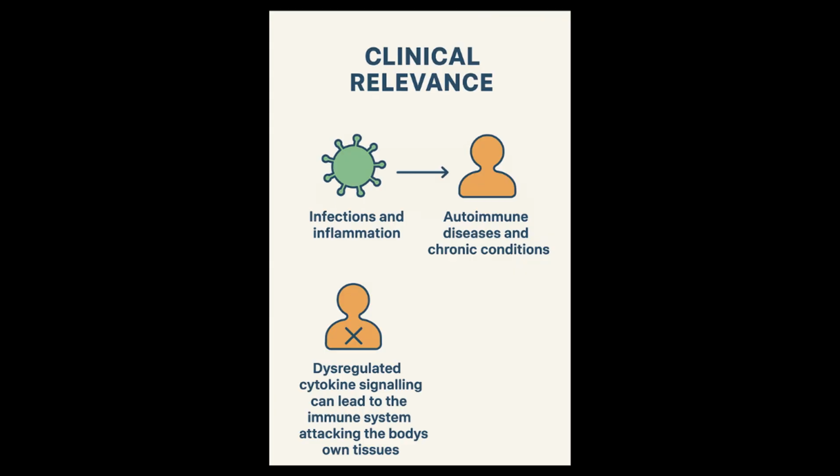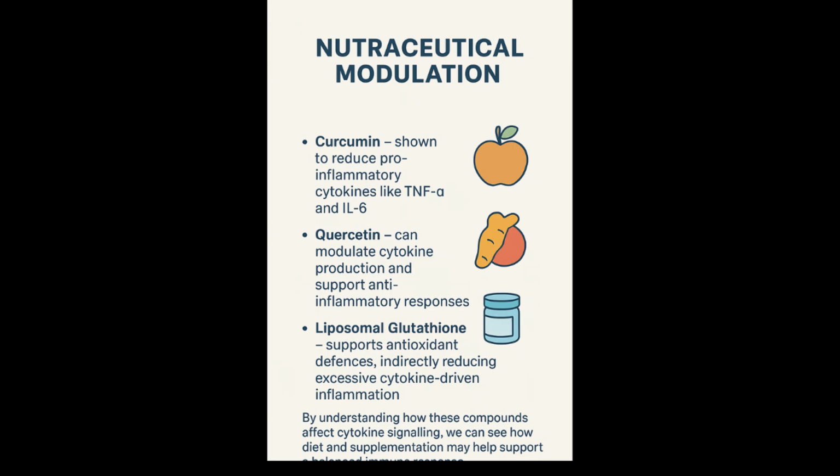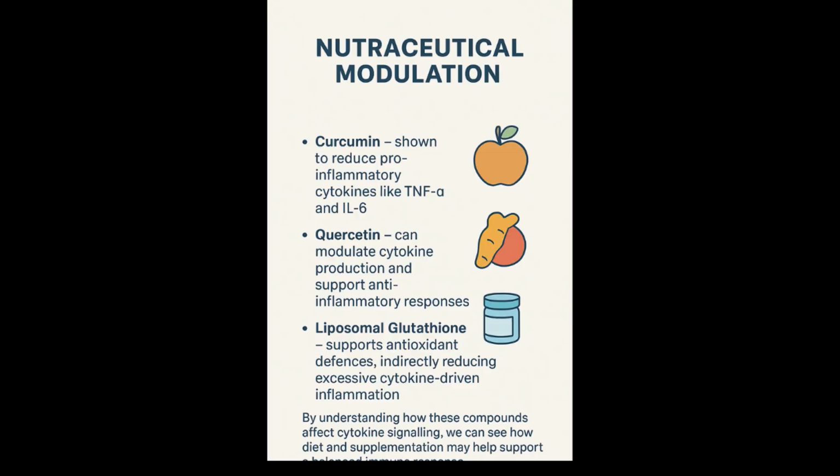Now let's take a look at some nutraceutical modulation. So certain natural compounds can help influence cytokine activity to help maintain immune balance. The first is curcumin. So this is the active compound in turmeric. Curcumin is shown to reduce pro-inflammatory cytokines like tumor necrosis factor alpha and interleukin number 6. Quercetin can also modulate cytokine production and support anti-inflammatory responses. In particular, it helps decrease the excessive cytokine of NF-kappa B. Liposomal glutathione supports antioxidant defenses, indirectly reducing excessive cytokine-driven inflammation.